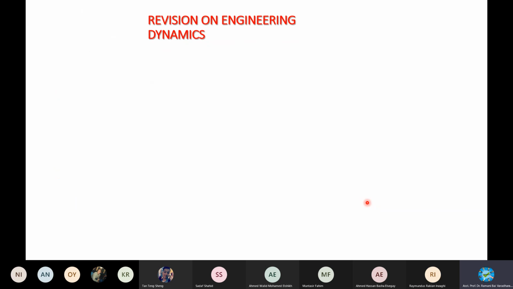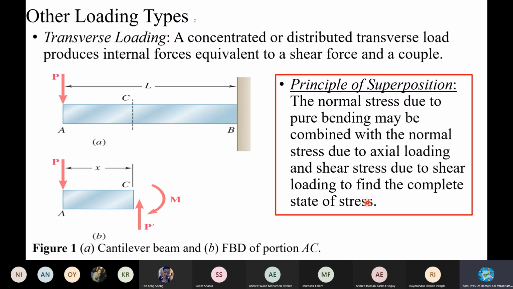Let's do the revision before I go into the stresses. We have done some of the stresses, but now we have to go deeper into finding the stresses due to bending. We must know the ins and outs of how to find shear force, how to find bending moment, how to find the maximum, where it is zero, where it is maximum, what the shape of the profile is, right? Where the points of contraflexure are. All these things you should know to find the stress as the next step.